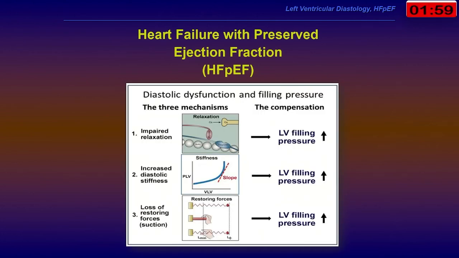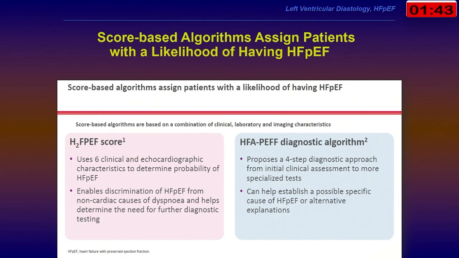Diastolic dysfunction means increased venous pressure. Whatever the mechanism, impaired relaxation, increased diastolic stiffness, loss of restoring forces, which is the suction, this is very important. All these mechanisms lead to increased left ventricular filling pressure. So what about the algorithm that we can rely upon to reach the diagnosis of HFpEF? Actually, we do have two algorithms. One of them I prefer, because I think it is more systematic, which is related to the Heart Failure Association.